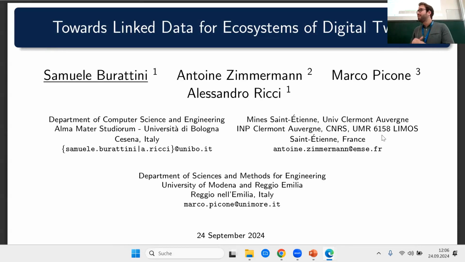I'm Samuele Burattini from University of Bologna, and today we'll talk to you about some exploratory work that we've done in looking at linked data for ecosystems of digital twins. This is joint work with University of Saint-Etienne, Antoine Zimmermann, and my colleague Marco, who is sitting somewhere in the room, and from Modena Reggio Emilia, my supervisor, Alessandro Ricci.